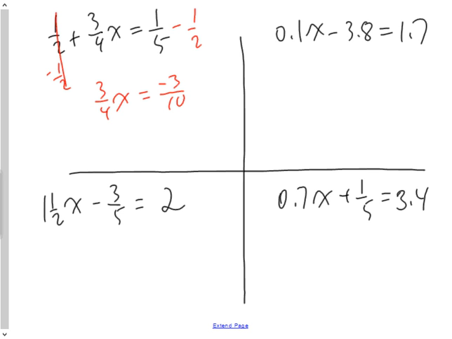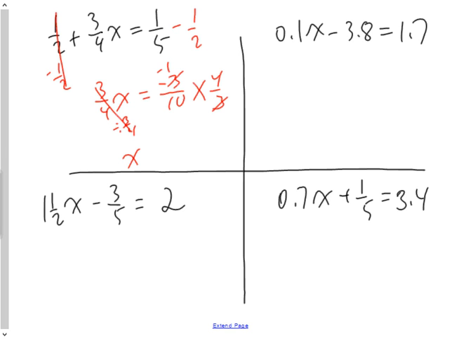Now the next thing I'm going to do is get rid of my multiplier, which is 3/4, and I'm going to divide both sides by 3/4. That's going to get rid of it. I'm going to be left with x. But dividing by 3/4, I know, is going to be multiplying by the reciprocal, which is 4/3. So now that we have -3/10 multiplied by 4/3, probably I'm going to cross reduce.